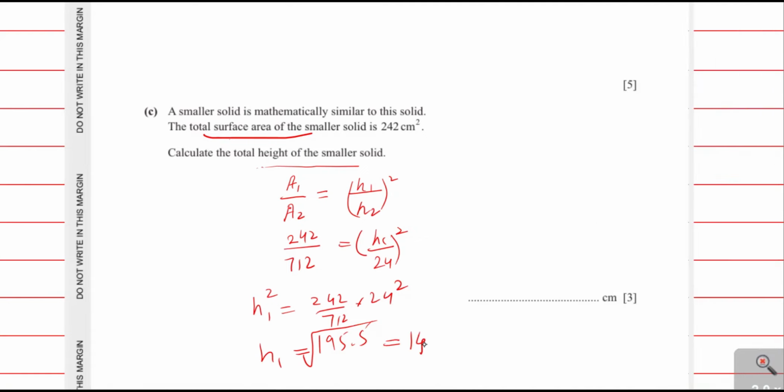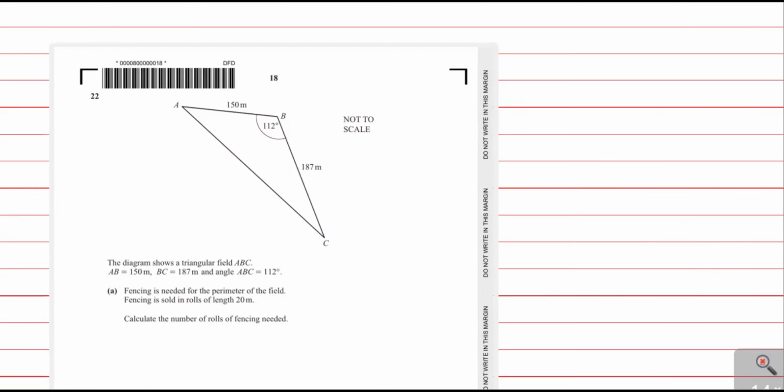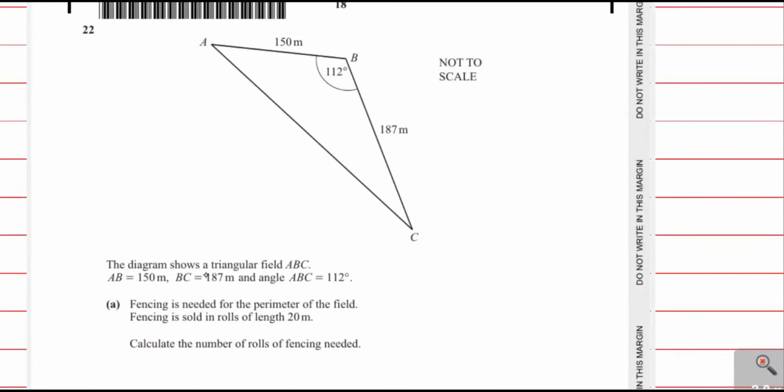This is equal to 14 and this is the height of the smaller solid. This is the answer. Question 22. The diagram shows a triangular field ABC.